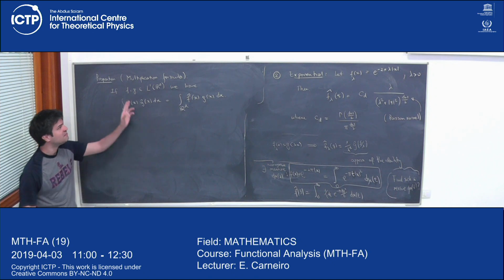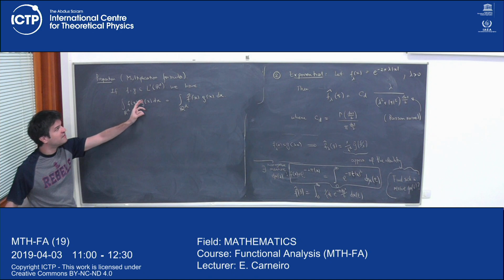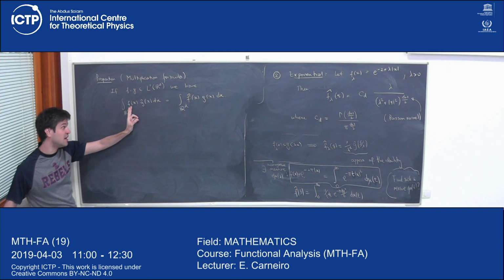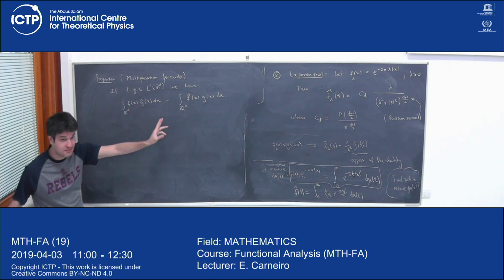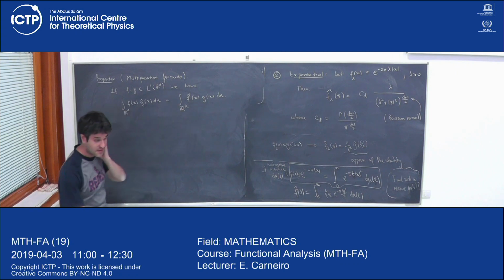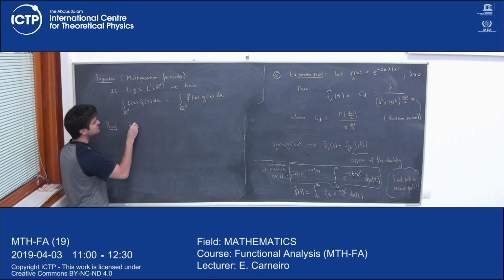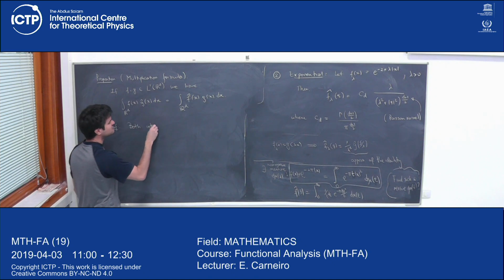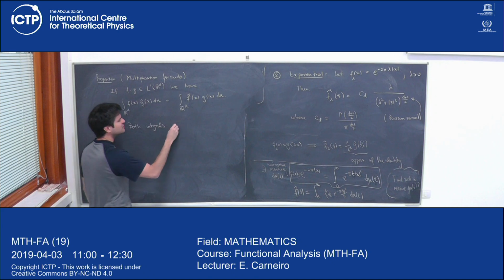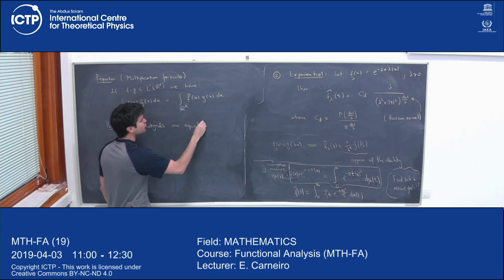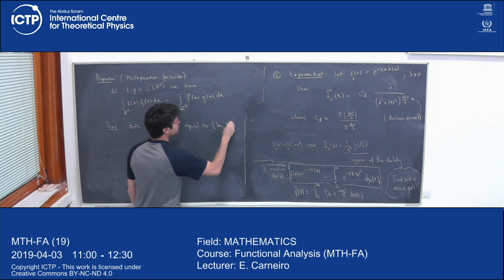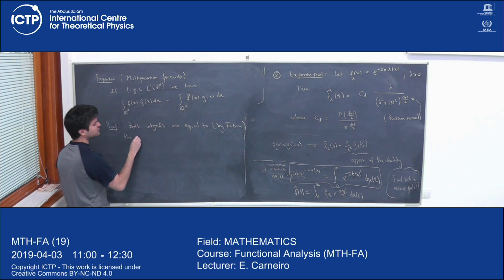We have seen that if both functions are integrable, then their Fourier transforms are bounded functions. So this integral is perfectly well defined. I'm integrating a function which is L1 with another function that is bounded. So the proof is simple. Just observe that both integrals are equal to, by Fubini, the following expression.